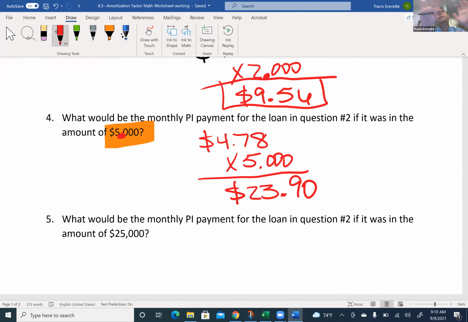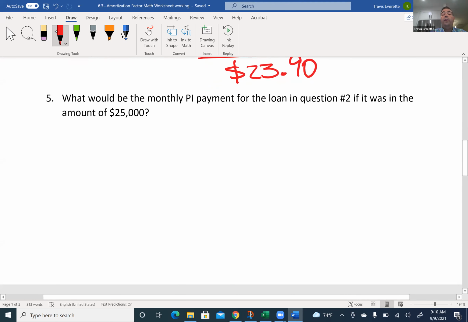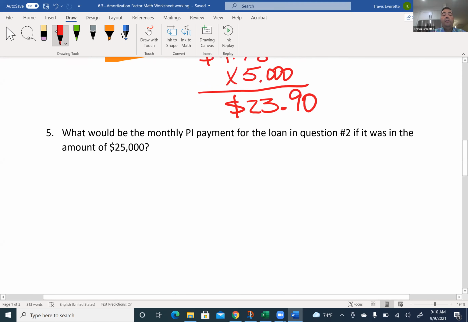And you can always calculate any loan payment by using this chart, as long as you know the length of time, the interest rate, and how much money has been borrowed. If you know those 3 things, you can come up with the monthly payment here. So look at number 5. What would the monthly payment be for the loan in question number 2? We keep going back to that same loan, if the loan was in the amount of $25,000.